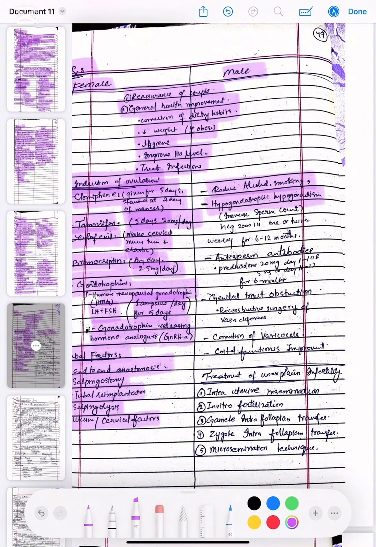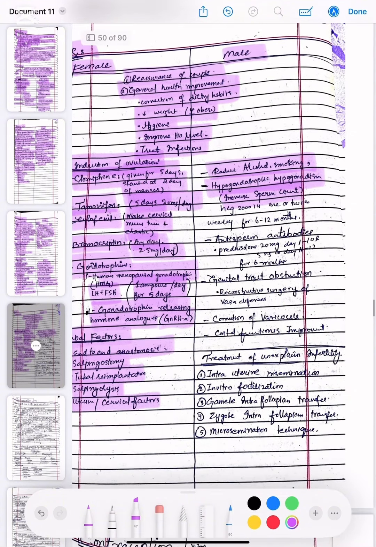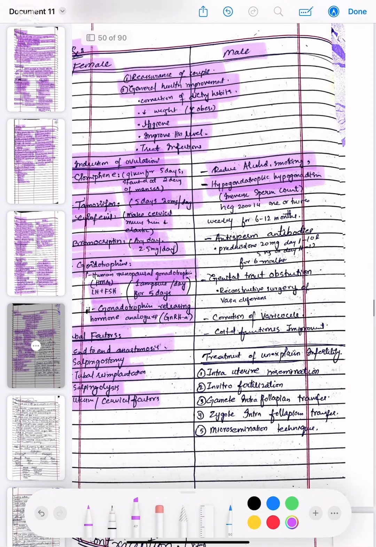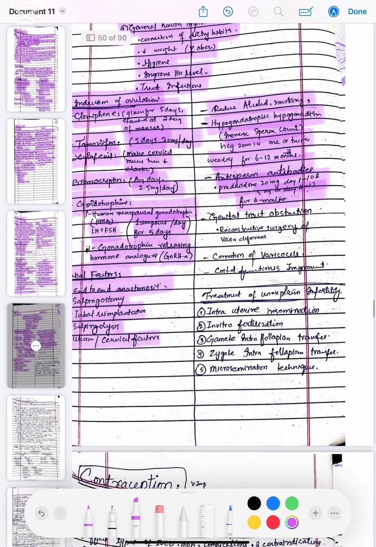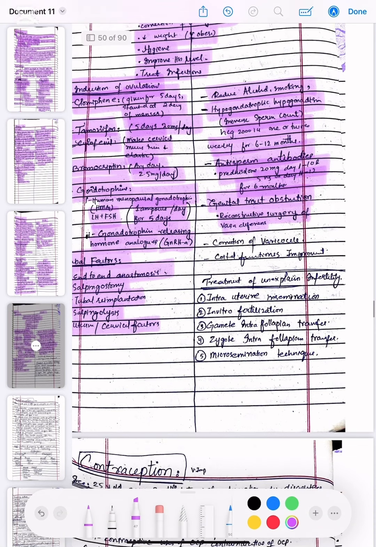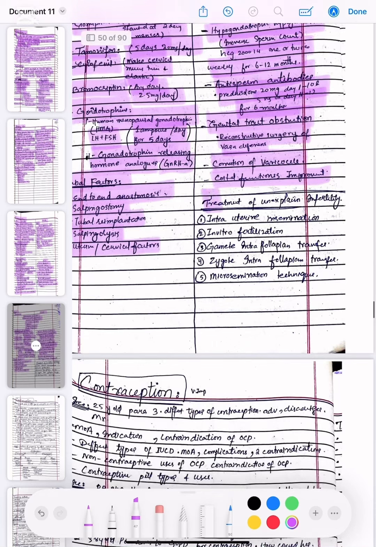For hypogonadotrophic hypogonadism, to increase sperm count, HCG 2000 IU once or twice weekly for 6 to 12 months is given. For sperm antibodies, prednisolone 20 mg per day on days 1 to 10 and 5 mg on days 11 to 12 for 6 months is given. For genital tract obstruction, reconstructive surgery of the vas deferens is done, correction of varicocele is done, and coital function improvement is done. The treatment of unexplained infertility is intrauterine insemination, in vitro fertilization, gamete intrafallopian transfer, zygote intrafallopian transfer, and microinsemination technique.